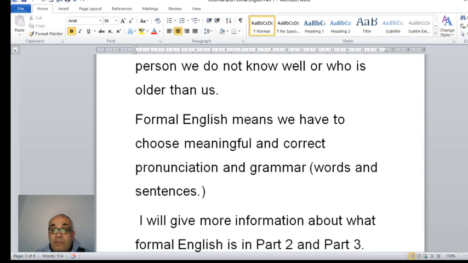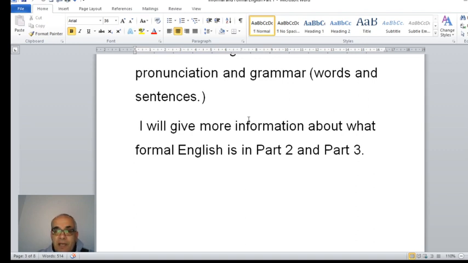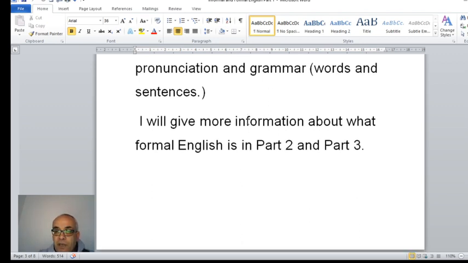So formal English means we have to choose meaningful and correct pronunciation and grammar. And when we say grammar, I mean the words and the sentences. I will give you more information about what formal English is in part 2 and part 3. But as I said, I will give more explanations and many examples in parts 5, 6, 7, 8, 9, 10 until I finish, I hope, everything on formal and informal English.